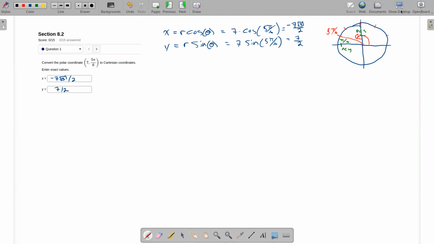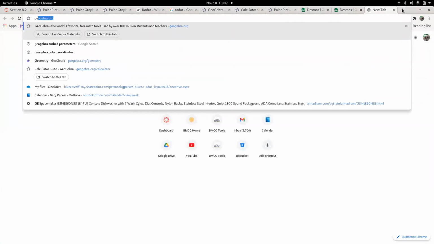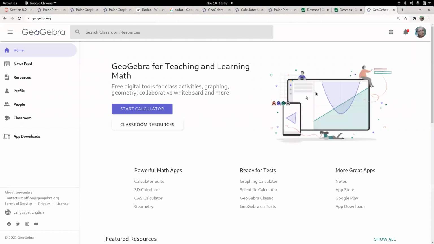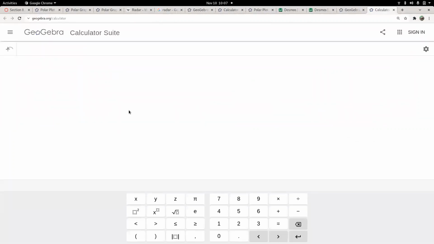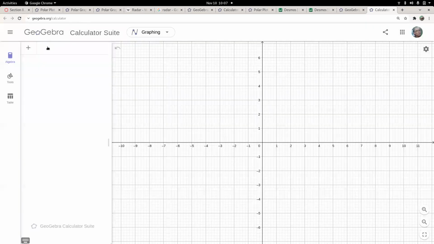And GeoGebra is a good place to check points. So I'm just going to bring up a new GeoGebra window. I'm just going to use their graphing calculator. Okay, so here I am in rectangular coordinates.